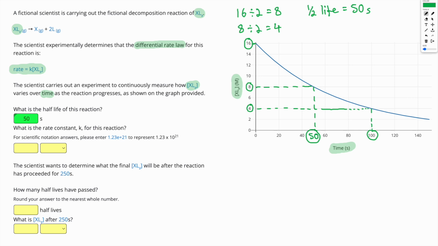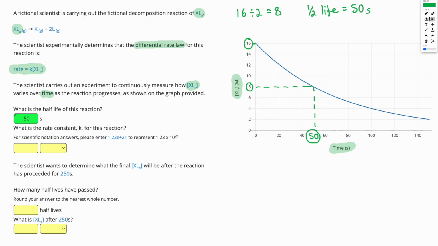Let's try it with 12. Let's say we started with 12. 12 divided by 2 is 6. So to get from 12 to 6, we should see a half-life pass. So here's 12. Here's 6. That goes from 20 to 70, which is 50 seconds again. So it doesn't matter where you measure it on the graph, your half-life is always going to be the same.